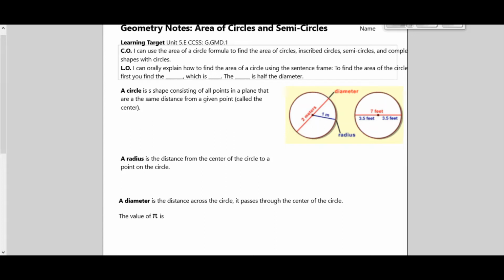Today we're going over area of circles and semicircles. So our objective is to be able to find the area of those two shapes. And then the language objective is to be able to orally explain how to find the area.